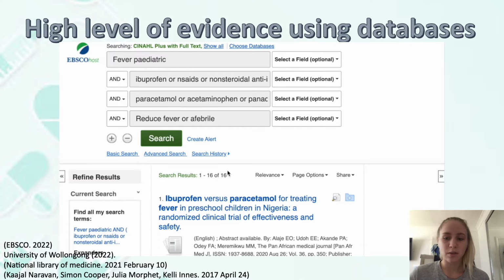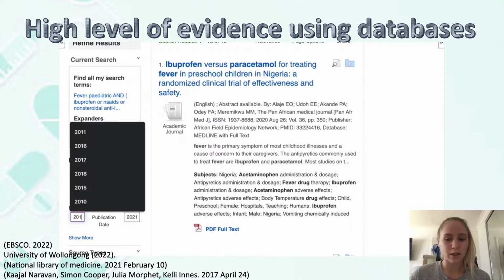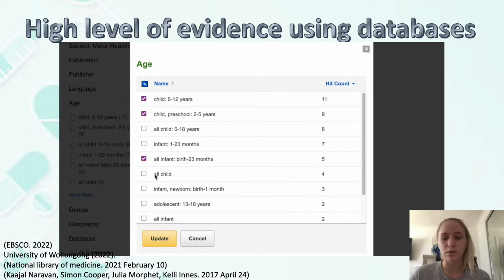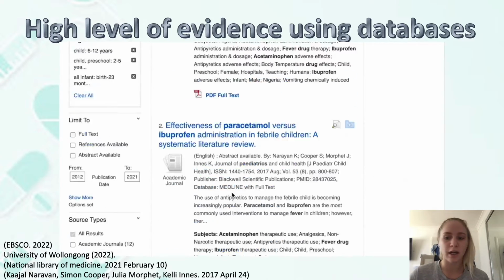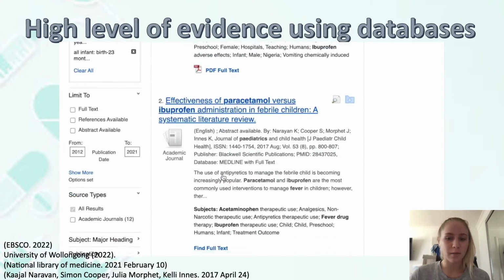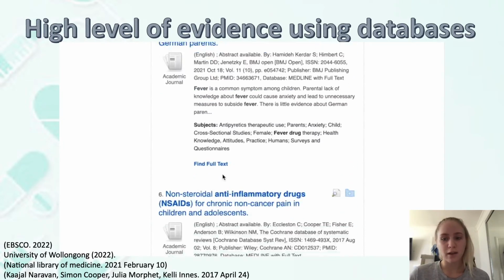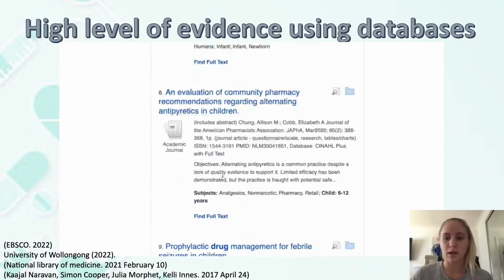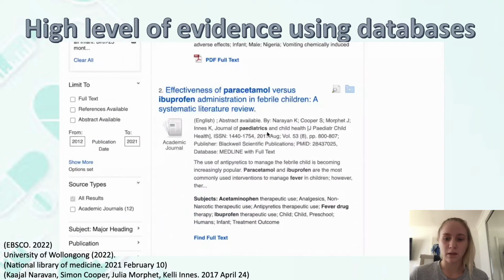After searching using the PICO framework, I then changed the publication date to the last 10 years. I also changed the age range to all infant, preschool, and age 6 to 12, as this is the age range I am wanting to target. I am then left with 12 articles, which I then went through reviewing the titles and abstracts to find the highest level of evidence, and also ensure it was relevant to my clinical question.